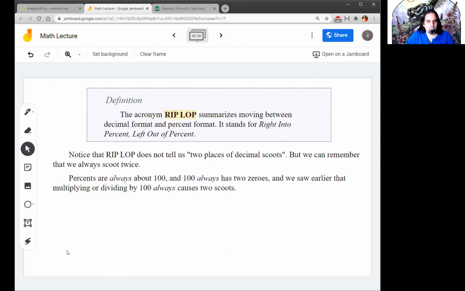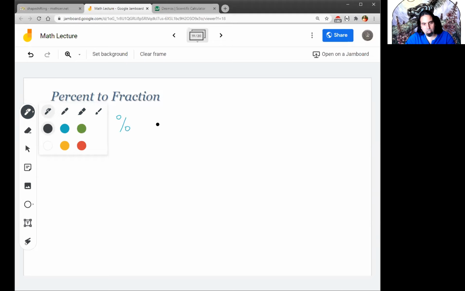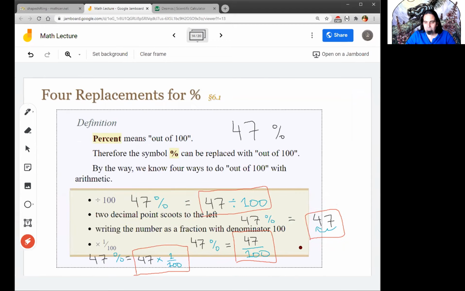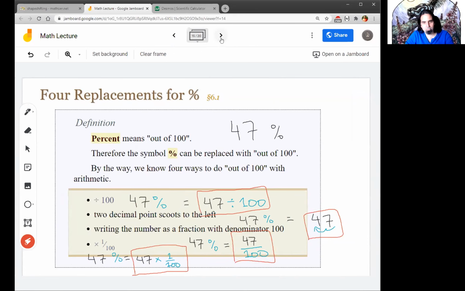Okay, now we get a little harder. Fractions are always trickier than decimals. So I have 42%, and I want to make that a fraction. And it's no longer true that my decimal point scoots are the easiest thing to do, because I don't want to scoot my decimal point. I want a fraction. So what's the easiest way to make a fraction? You put it over 100? Put it over 100. Yeah, I just write over 100. That's not hard.